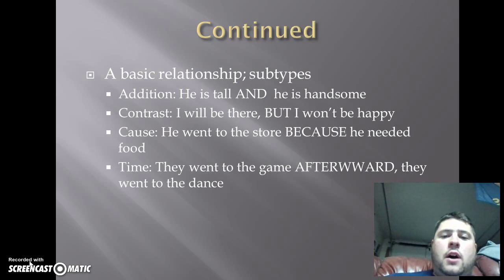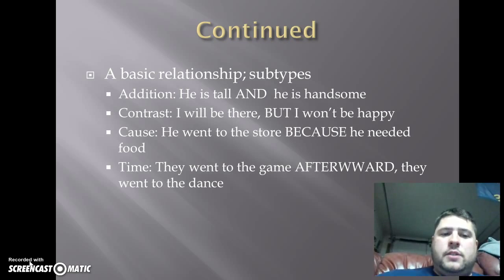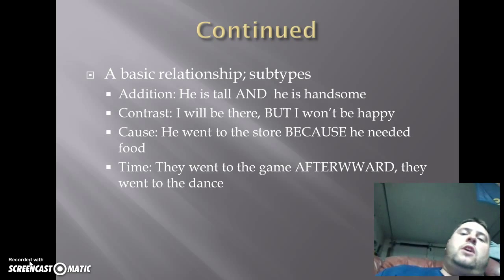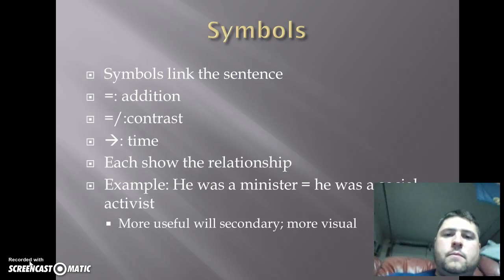As we go on, cause: he went to the store because he needed food. Obviously, the cause is he needed food, and the effect is he went to the store. There's a cause and effect. And time is another subtype of a basic relationship. An example of that is, they went to the game, afterward they went to the dance. So they do one thing, and as time passes, they go do another thing.